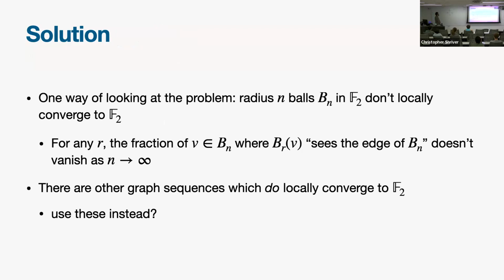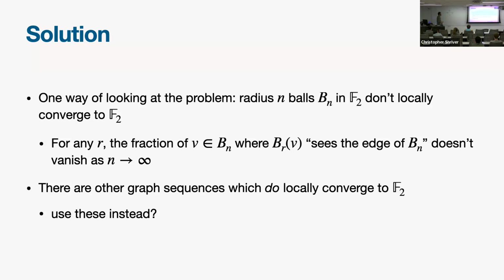So one way of looking at this problem is that these radius n balls that I was trying to average over in this naive definition of entropy rate, they don't locally converge to F2 in this Benjamini-Schramm sense that we've seen a few times this week. If you fix some radius r and take n really big, you can still see the edge in a non-negligible fraction of these radius r balls, right? So you choose a random v in the ball, and it might actually be close to the edge.